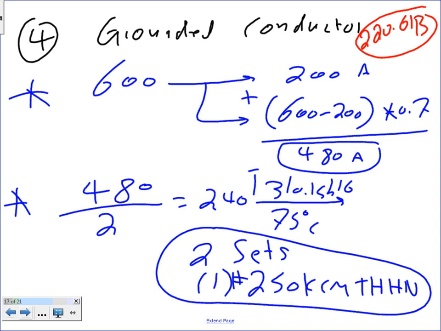Any question, guys, about this? Any question about this? I kind of spelled these out a little bit, 600 minus 200, to emphasize that. So I have a 250 kcm. And the 350, what was the size again? 250 kcm for the grounded conductor and 350 for the phases. That's not bad.